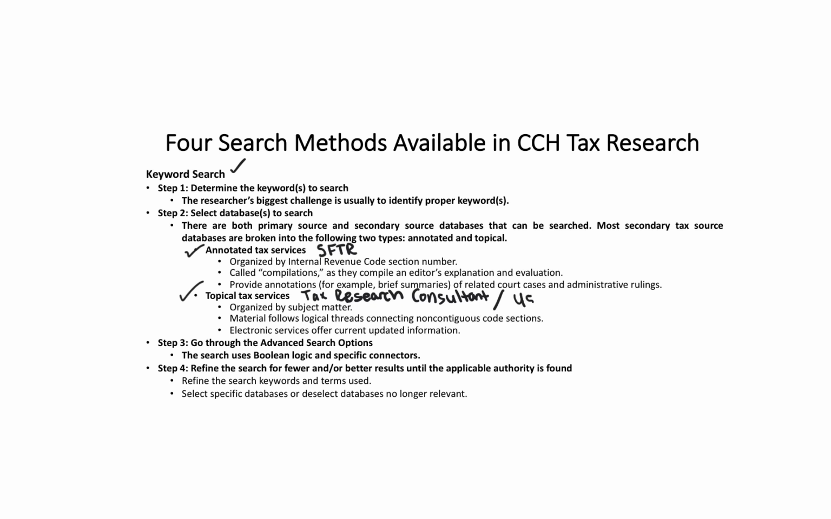And again, that's the U.S. Master Tax Guide as well. The Tax Research Consultant and U.S. Master Tax Guide, both of them are topical in nature, and they're organized by subject matter. The materials follow logical threads connecting non-contiguous code sections. So it's not code section 1, 2, 3 in that order like it is in the annotated services.